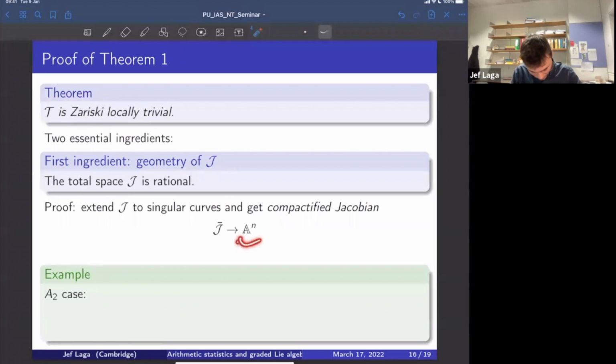So this morphism here extends the morphism from curly J to the affine space deprived of the discriminant locus, and this morphism will be a proper morphism. It won't be smooth. But the crucial fact is that, again, this total space is smooth.